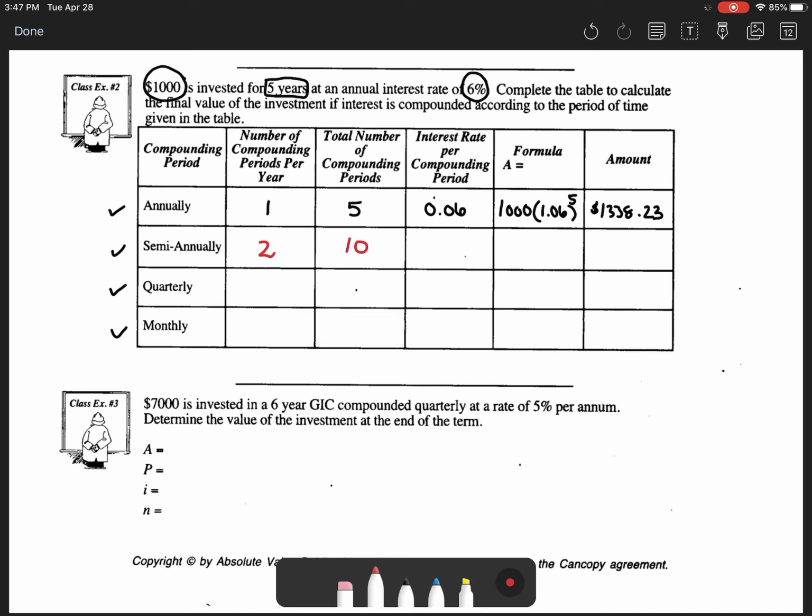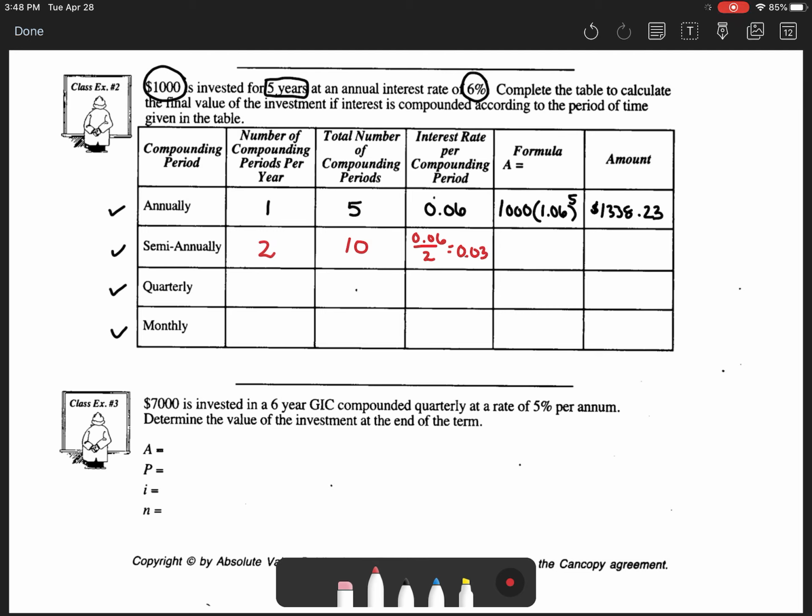Now we move on to semi-annually. So the number of periods per year, well, semi-annual means twice a year. So every 6 months, you're going to basically collect interest. That's 2 times in 1 year, and I'm investing for 5 years. So I'm going to collect interest 10 times in 5 years: 2 times the first year, 2 times the second year, 2 times the third year, 2 times the fourth year, and 2 times in the 5th year. That's a total of 10 times.